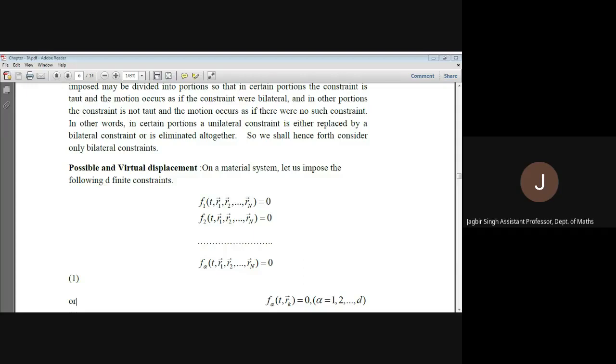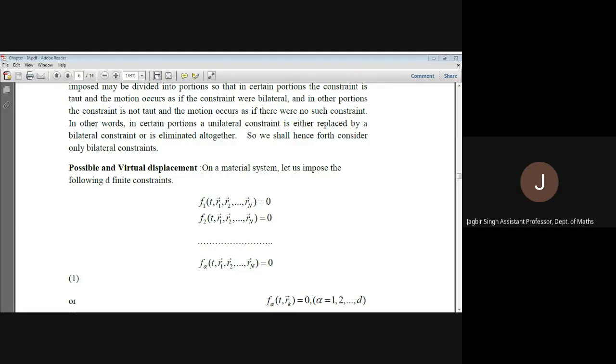These are merely some that we are discussing. There are infinitely many possible speeds. So when a constraint equation is given, then satisfying that very constraint equation, we have infinitely many possibilities. These are known as the possible velocities. Here, these are the possible speeds.